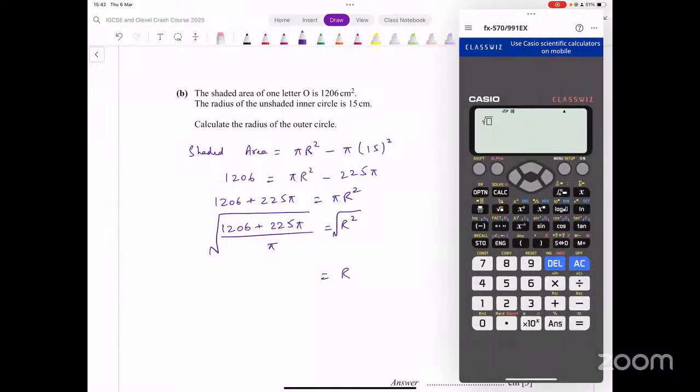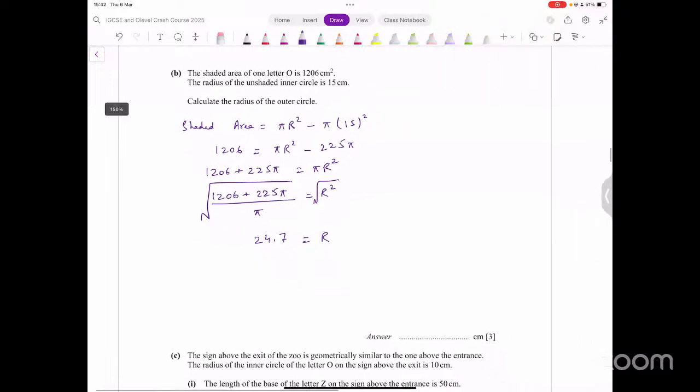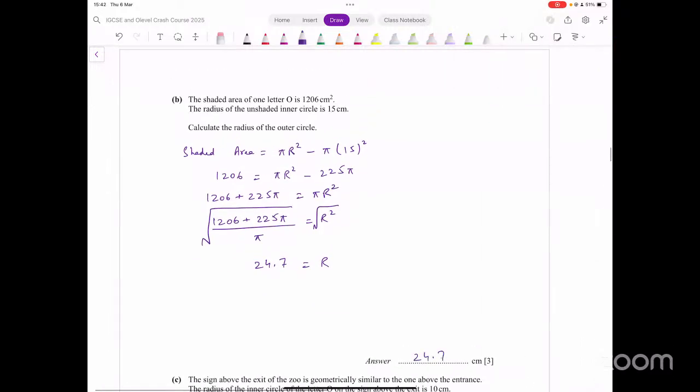Square root of 1206 plus 225 pi, divided by pi. You can input this whole thing in your calculator like this, making sure the square root is on that whole thing, and inside that whole thing you've got a fraction like this. The radius turns out to be 24.675. You can say that rounds off to 24.7. That's the radius of the outer circle, 24.7, and that's what we were looking for.